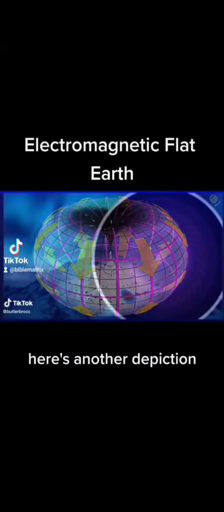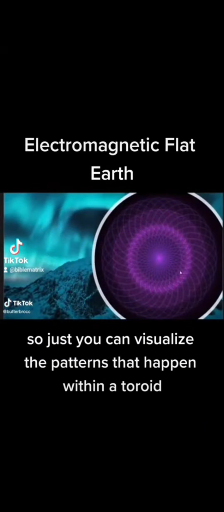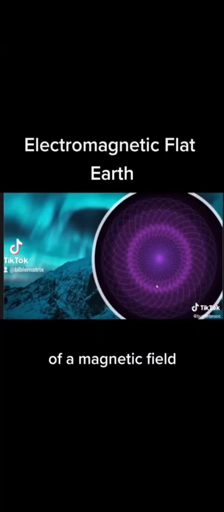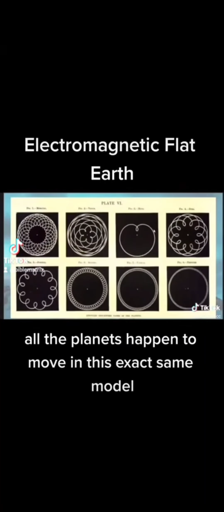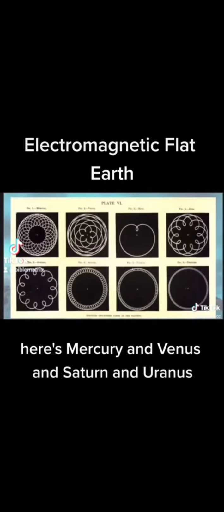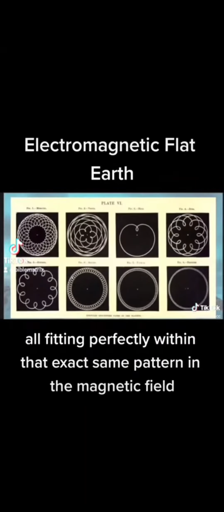Just stuff to think about. Here's another depiction, so you can visualize the patterns that happen within a toroid of a magnetic field. And what do you know? What a coincidence that from a geocentric position, all the planets happen to move in this exact same model. Here's Mercury and Venus and Saturn and Uranus all fitting perfectly within that exact same pattern in the magnetic field.